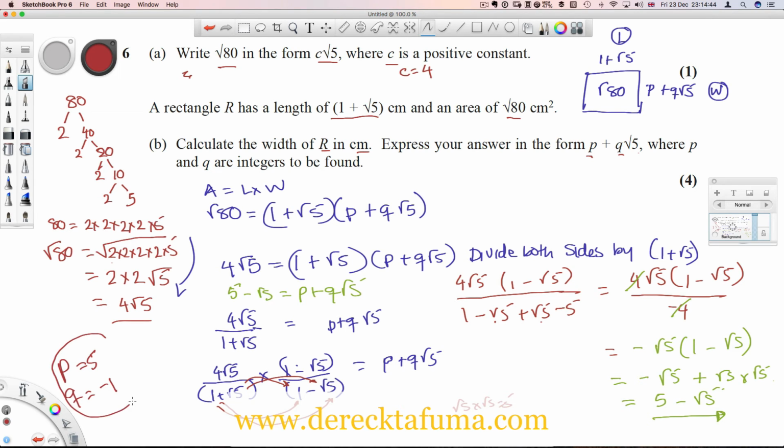Okay, so that is the answer to this one. So it's been expressed like this. This is just to show what P and Q are equal to. Okay, so that's number 6 done. See you when we do number 7.